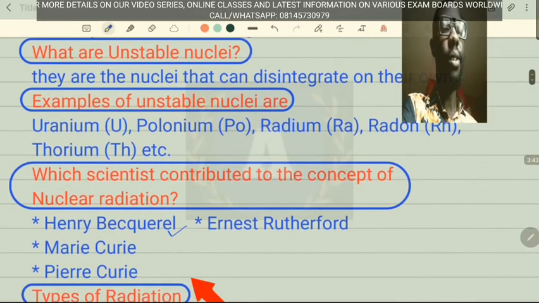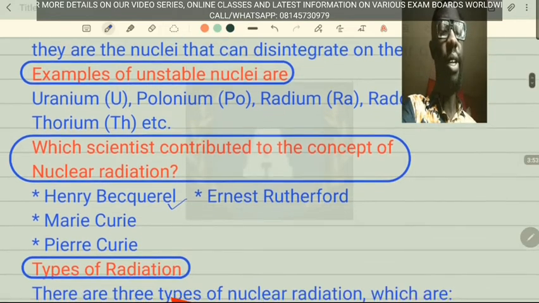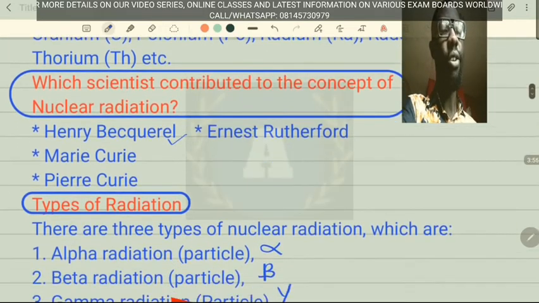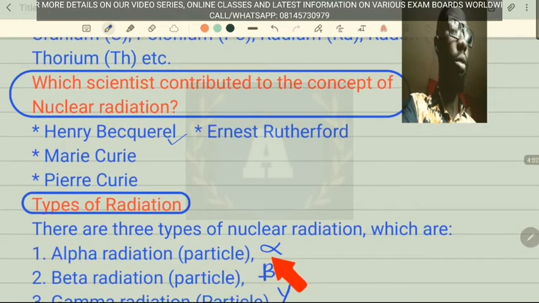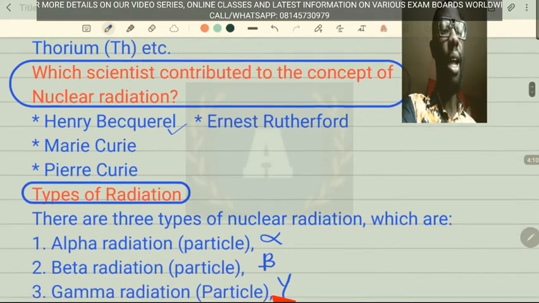Now, next is types of radiation. What are the types of radiation that are emitted when an unstable nucleus disintegrates? There are 3 types of radiation. The first one is the alpha radiation that has the symbol. We have the beta radiation or beta particle that has that symbol, and we have the gamma radiation or gamma ray that has that.